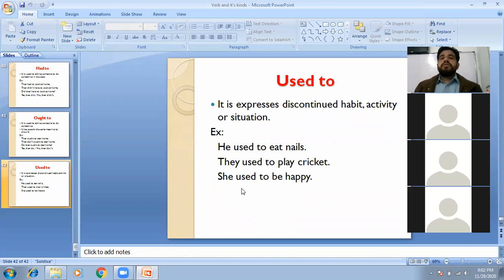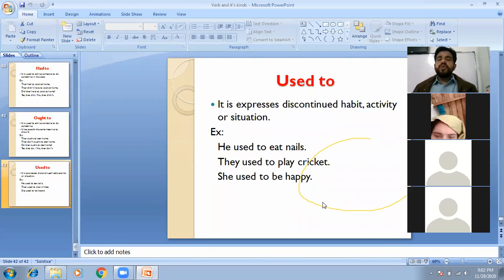Of course, it is a habit, and it is a past habit, and this habit does not continue anymore. This habit has finished now. As I told you, I used to play cricket. It means that when I was a school student, I had the habit of playing cricket. I used to do this activity, but I don't do it anymore. That activity was in the past. Like suppose he used to eat nails.